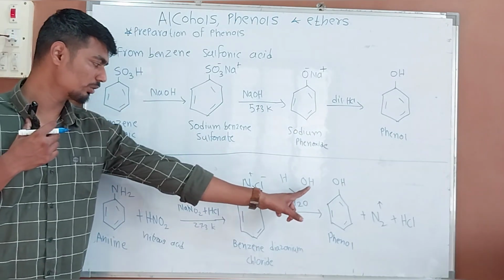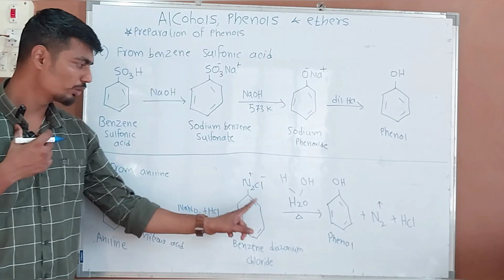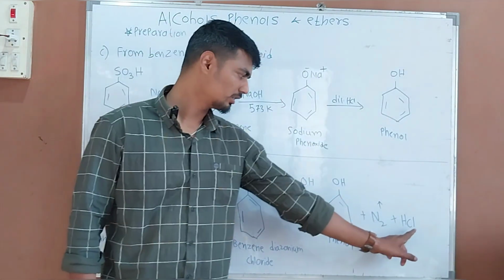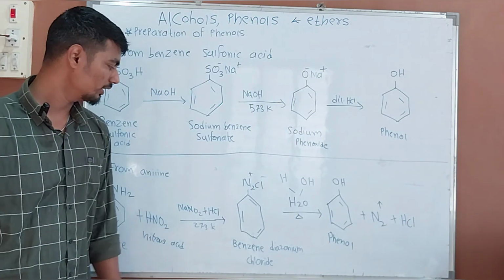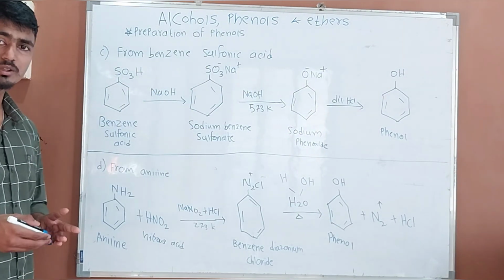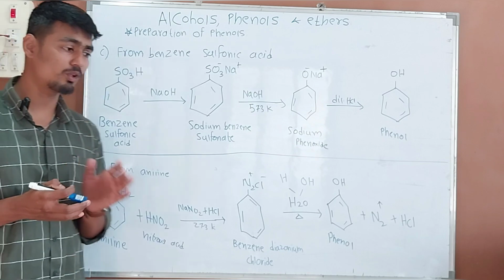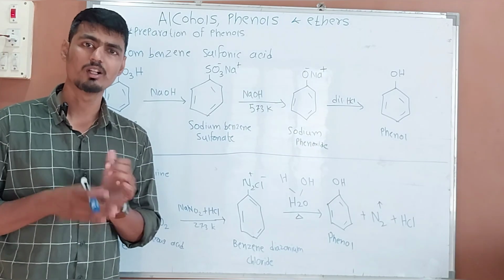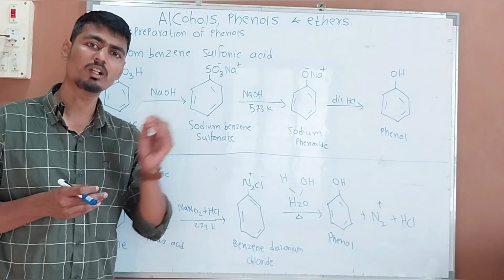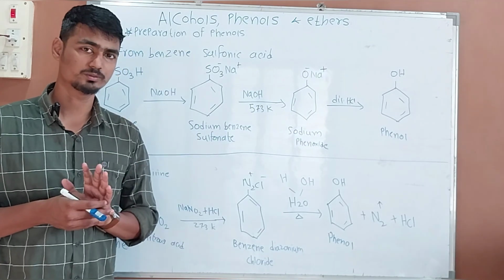So what will happen? This OH group will attach here. This N2 will leave separately like this, and the remaining Cl minus and H will form HCl. So it is the reaction from aniline, the preparation of phenol from aniline. Now we will move forward to the physical and chemical properties of the alcohols and phenols.